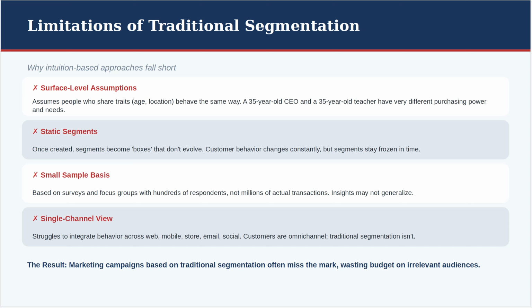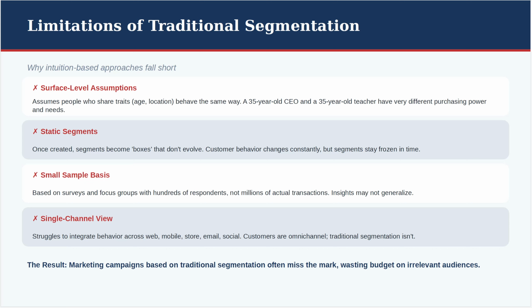Number one is surface assumption. So you assume a lot of things. Demographics don't predict behavior as well as we assume. The classic marketing joke is a 35-year-old male in Sydney could be a CEO or unemployed. And research has shown that demographic-based targeting has only 30 to 40% accuracy in predicting purchase behavior.